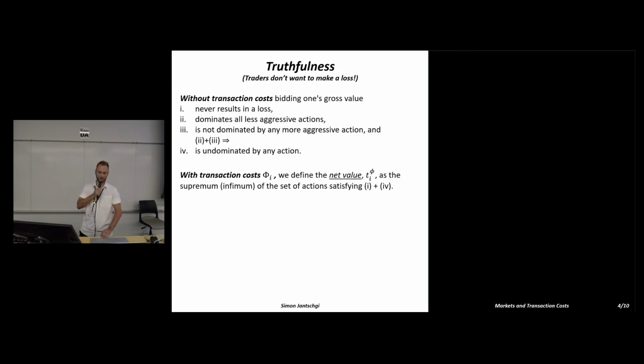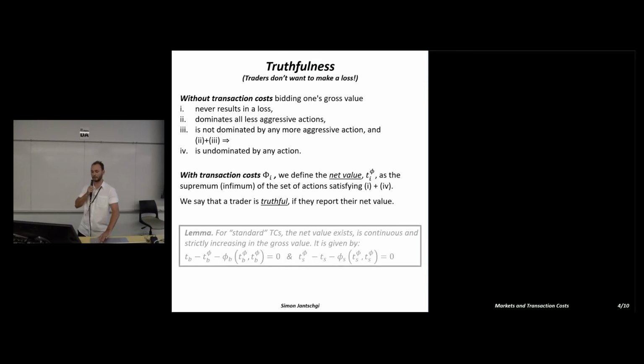So we use these properties to extend the notion, and we say that a trader is truthful if they report a net value. I will show three examples of the net value in a minute in order to make it a little more tangible. We have a nice analytic lemma, and the intuition behind the net value is basically a safety net: it is the least aggressive action with which you never make a loss. The worst thing that can happen for a trader is that he trades exactly where the market price is equal to his own action, and this is exactly what this formula shows. So the net value is the value that, given trade at the market price, leaves you with zero utility.